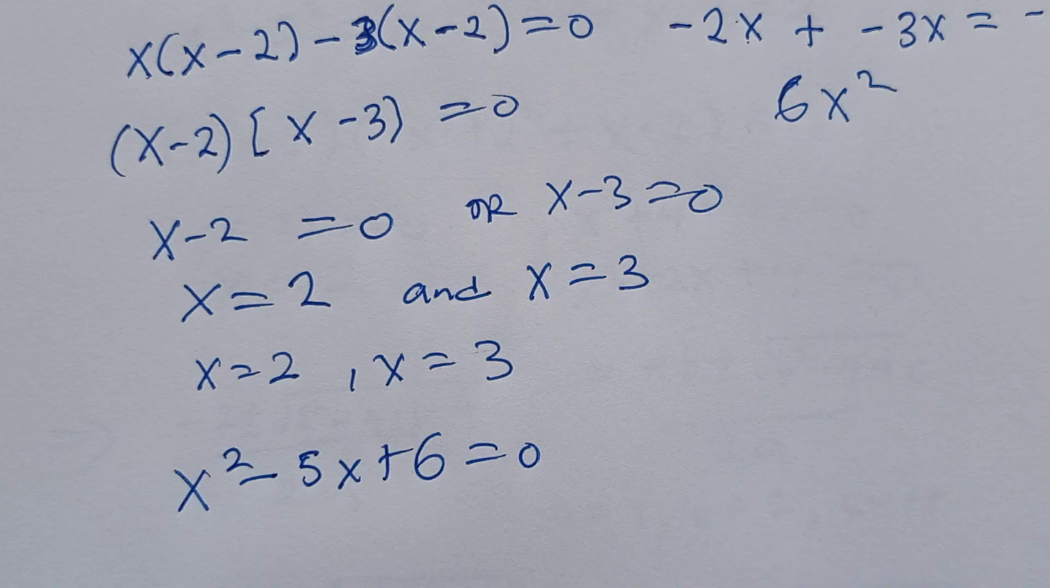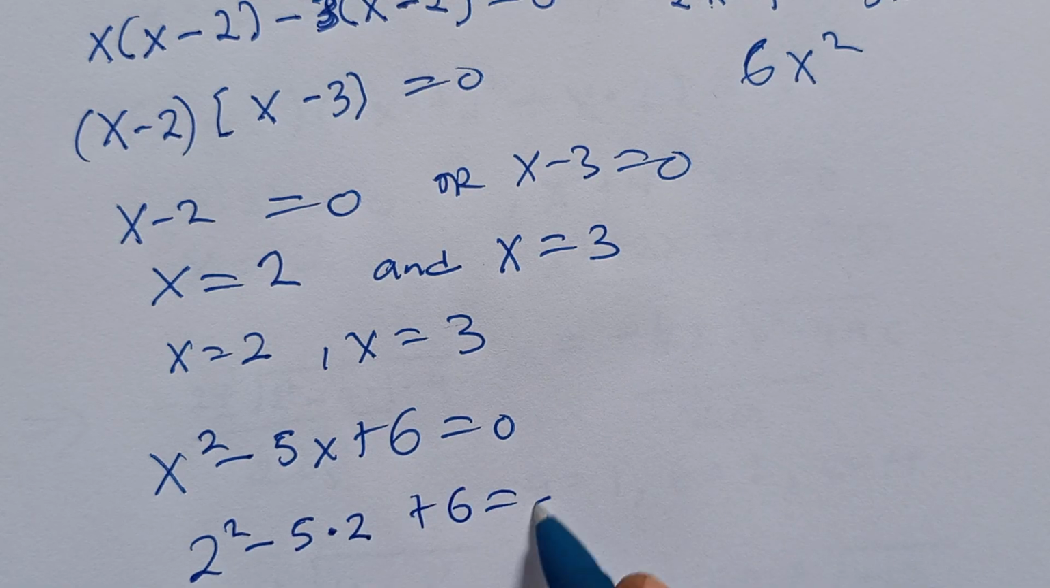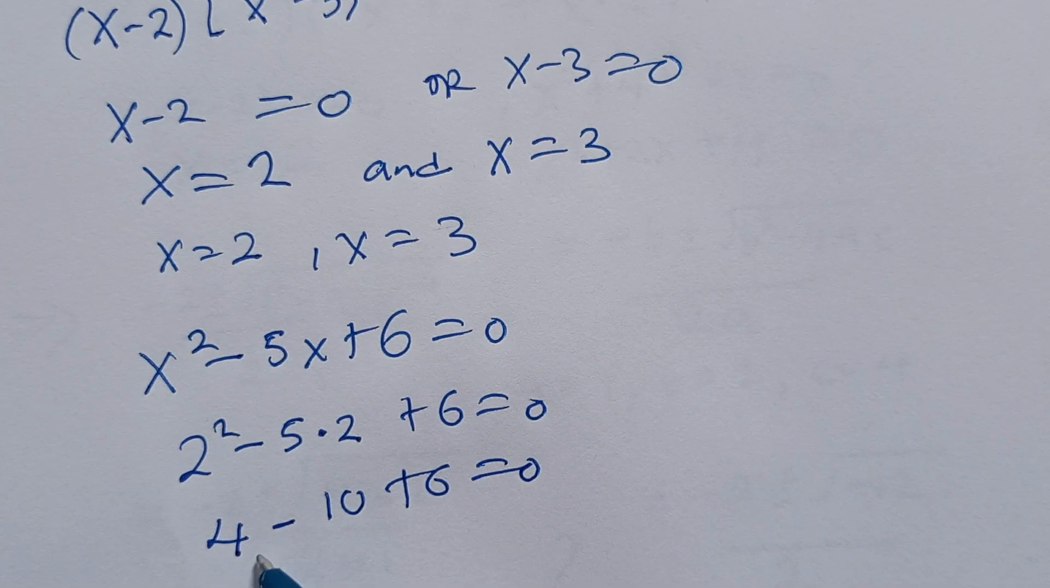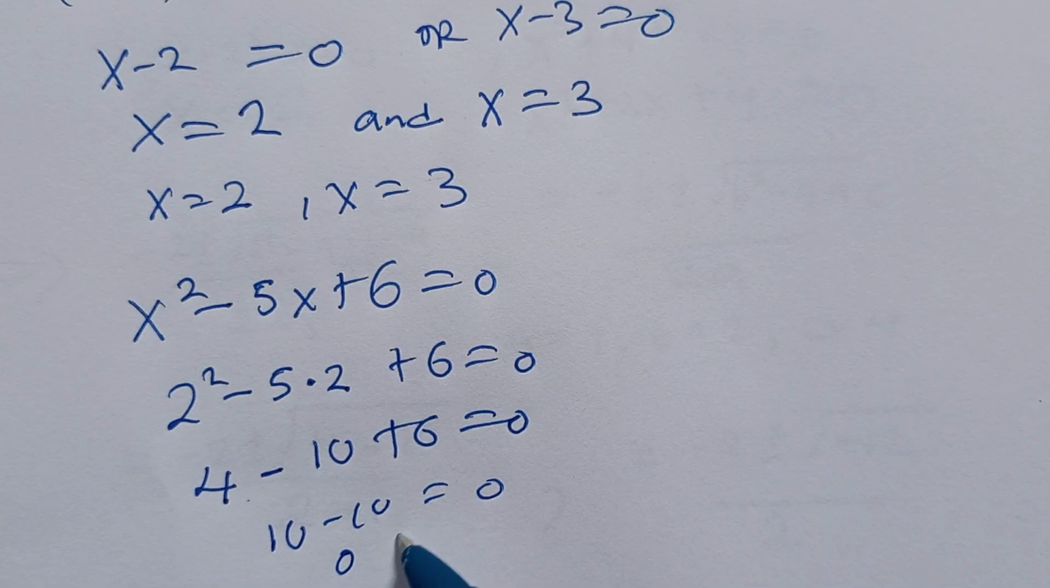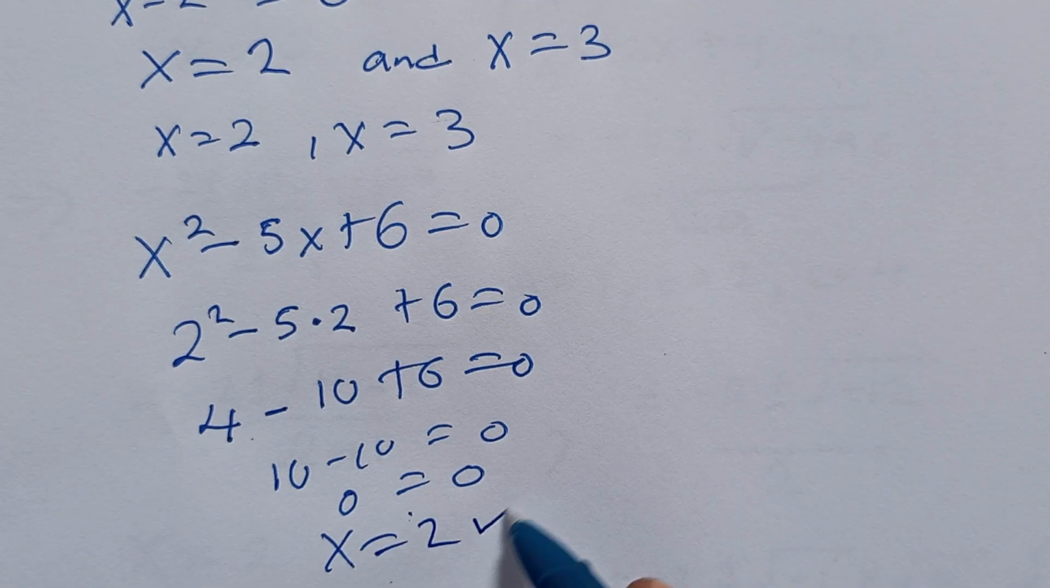Substituting the value of x as 2, if we try that, 2 squared minus 5 times 2 plus 6 equals 0. 2 squared is going to give us 4, minus 5 times 2, that's going to be minus 10, plus 6 equals 0. So now note that 4 plus 6 is going to give us 10, minus 10 equals 0. So 0 equals 0, which implies x equals 2 is valid.